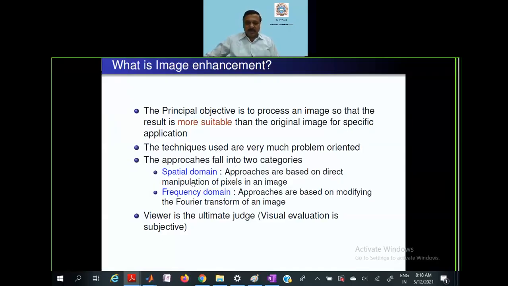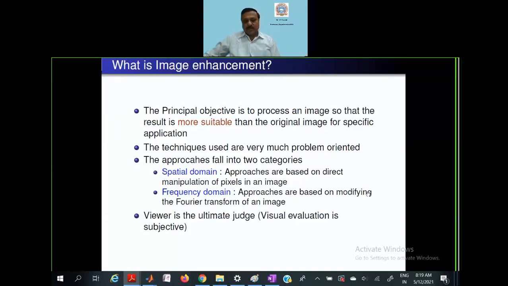And as I've already told, there are two different approaches: spatial domain and frequency domain. In spatial domain, you directly manipulate the pixels. So by the name itself, you just apply a filter in the spatial domain and change the pixel values. And in frequency domain, you take the image to the frequency domain. That means take the Fourier transform of the image, then perform something on that.